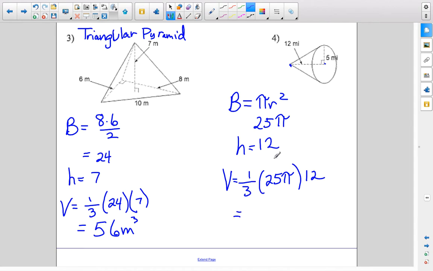So when I do 1/3, this is all multiplication here, 3 different numbers. 1/3 of 12 is 4, times 25 pi is 100 pi. And if you want to put that in your calculator, it'll approximately be 314.2. And that would be miles cubed. Okay, this is a cone. Let's call it what it is up here, a cone.